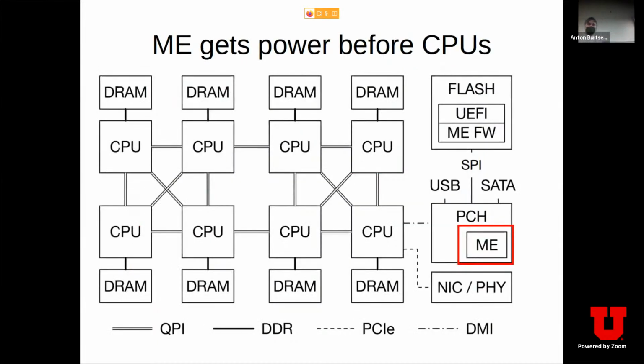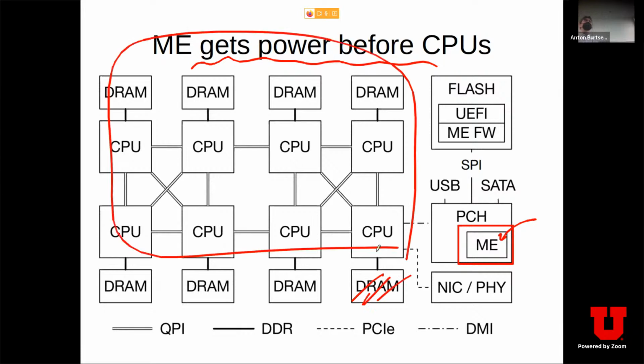Okay, and this thing is called management engine. So this thing actually gets the power before other CPUs. So this is the very thing on the platform which starts running. So memories are off. Those CPUs are still off as well. This thing is on. This is a very powerful thing, right? So this is ring -3, I said.